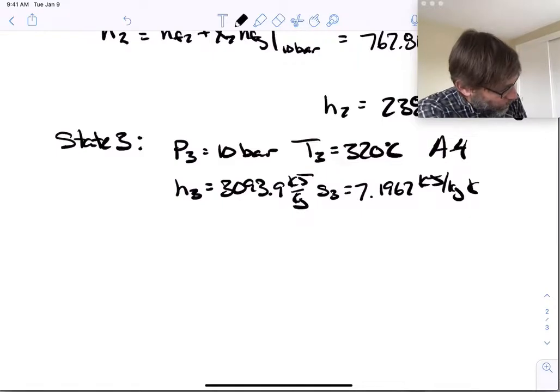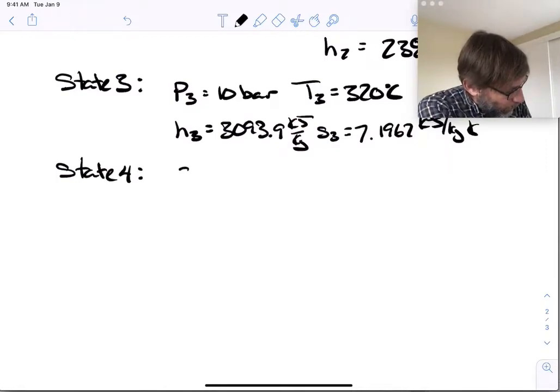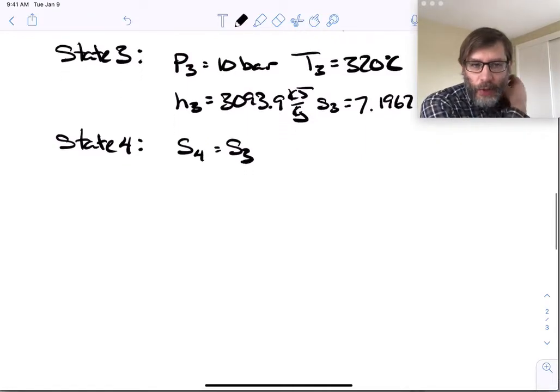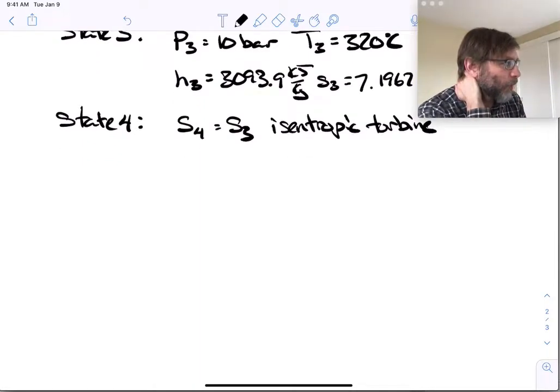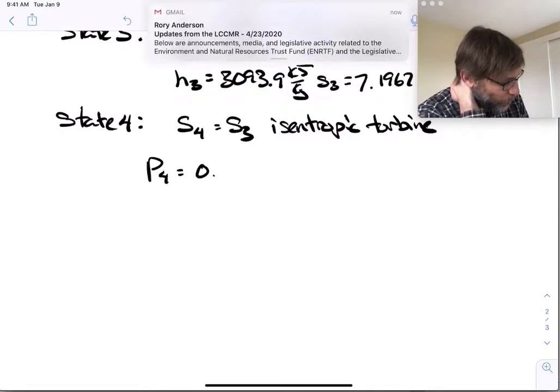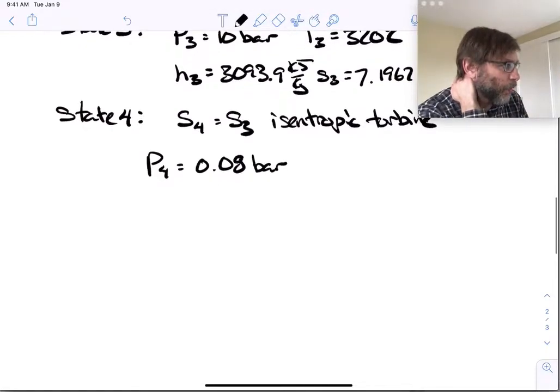Okay, so then we do the same exercise for state 4. So state 4, we know that S4 is equal to S3 because we've got an isentropic turbine, right? I'll just write that down. Isentropic turbine. And then we drop that through there, and P4 is equal to 0.08 bar, which is really low pressure.